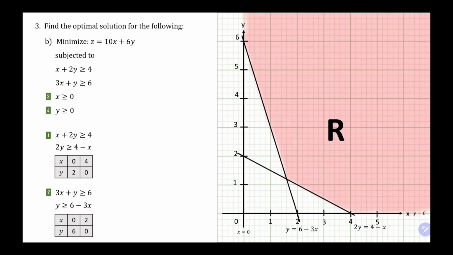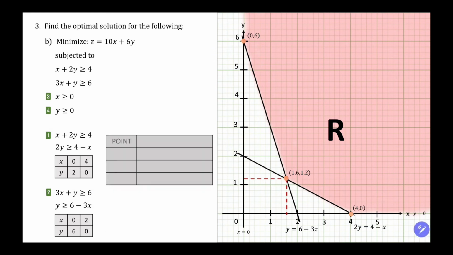Next, we find the corner points. First corner point is (0, 6). Next, (1.6, 1.2). And last, we have (4, 0). Then we create a table and put in the points. We have three points: (0, 6), (1.6, 1.2) and (4, 0).